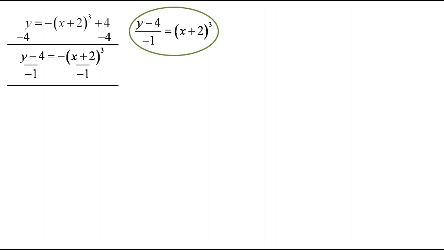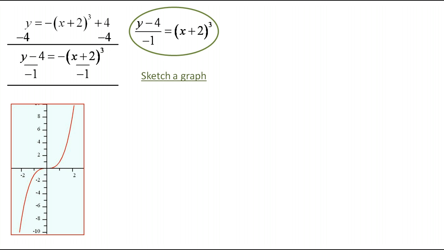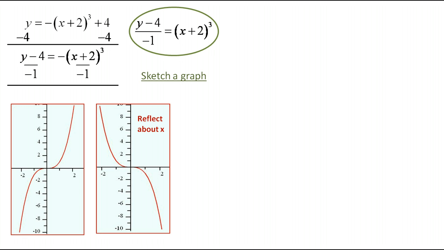So what's going to happen here? First, identify the parent and sketch a graph. The cubic parent function looks like this. Now what happens to it? First things first, are there any reflections? In this case there are. There's a negative 1 with the y. So a negative with the y reflects about x. And if you remember, for the cubic, a reflection of x or y produces the same backwards graph.